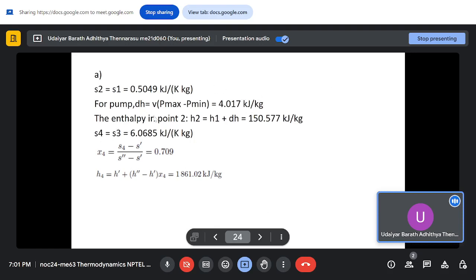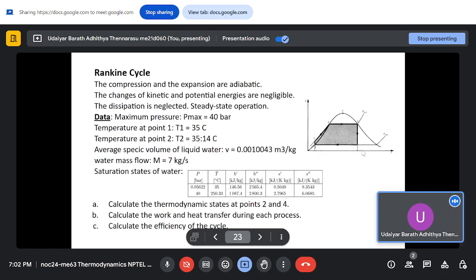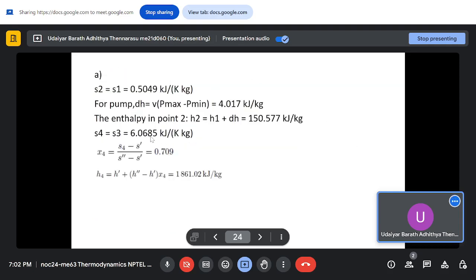From this you can find the pump work: m dot into H2 minus H1 equals m dot into specific work. So H2 minus H1 equals dH. From this you can find the enthalpy at state 2, which is 150.577 kilojoule per kg. Similarly at state 4, this is again an isentropic process. S3 equals S4, which is equal to 6.0685.